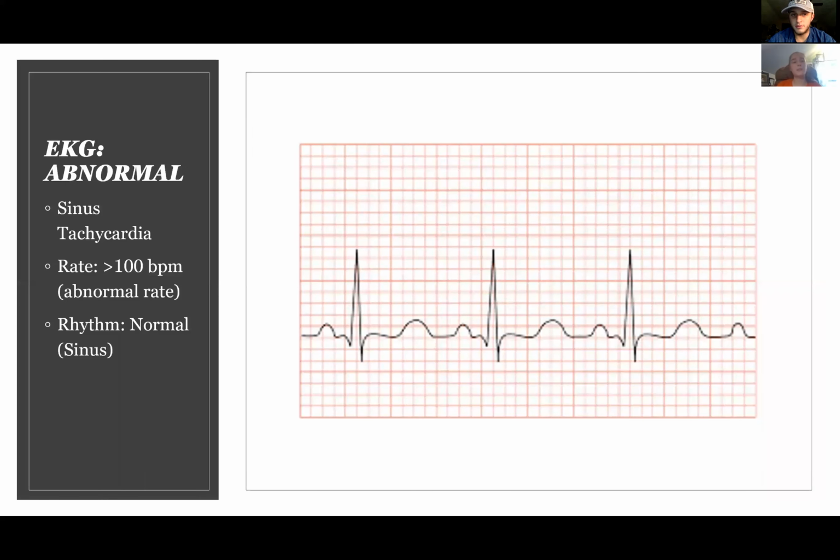Here we're going to look at some abnormal EKG readings. For example, there's a condition called sinus tachycardia. This is when you have over 100 beats per minute, which is an abnormal rate, but you have a normal sinus rhythm. As you can see in the picture, there is no rest between the ending T wave and the beginning P wave. It's just one after another.